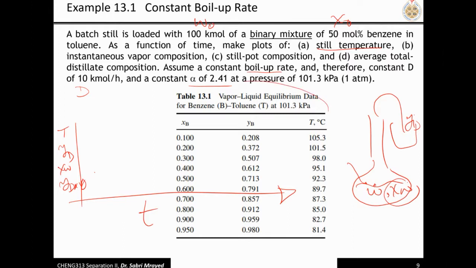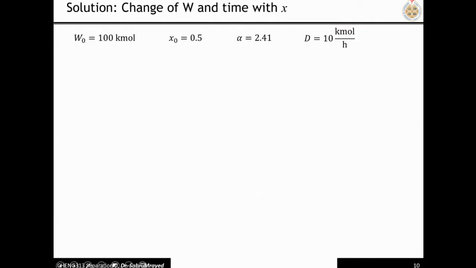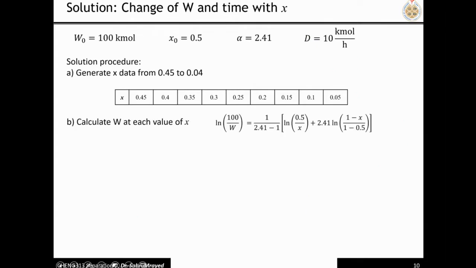plus the equilibrium data, in which we will see how the temperature will change with the composition, because this is YD and this is XW here. So once you know, for example, XW, you can get the temperature from here, as we did before. And it's very straightforward, I think. Based on this, we wanted to generate the data here.